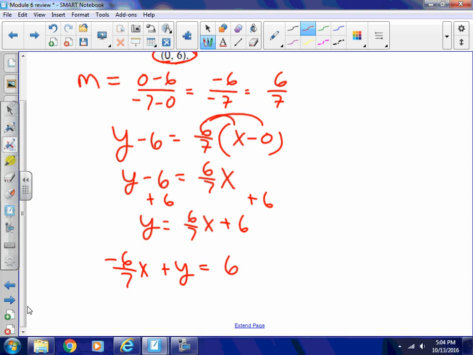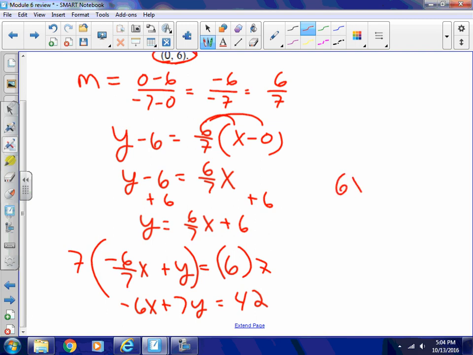These days we are allowed to have negatives for our coefficient in front of x, but we're still not allowed to have fractions. To clear that fraction, I'm going to multiply both sides by the denominator, which is 7. And when I do, I get a negative 6x plus 7y equals 42. If you had given me the equation positive 6x minus 7y equals negative 42, I would accept that as well. But that is no longer preferred or expected.